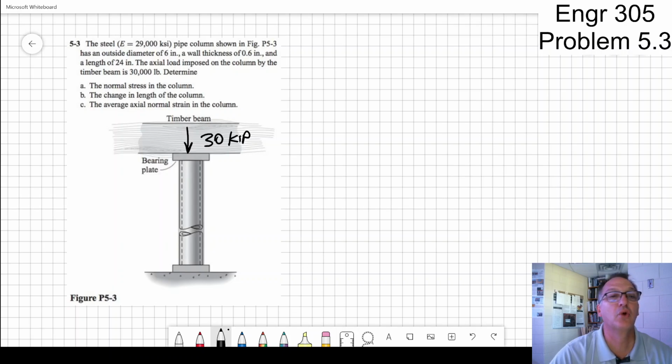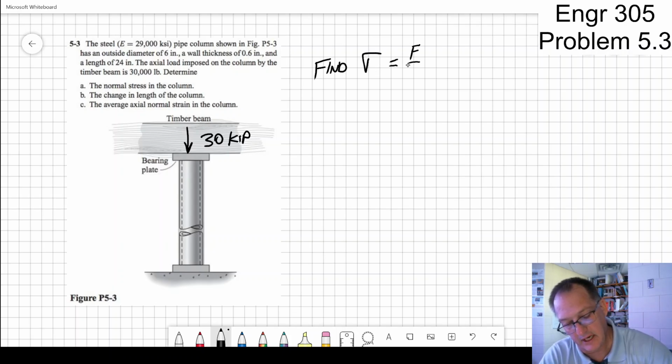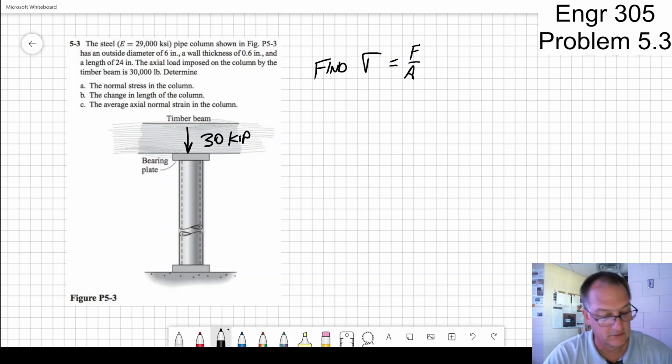Find out the normal stress in the column. So let's start doing it. Find sigma normal. Well, that's F over A. I've got my force and I can calculate area.